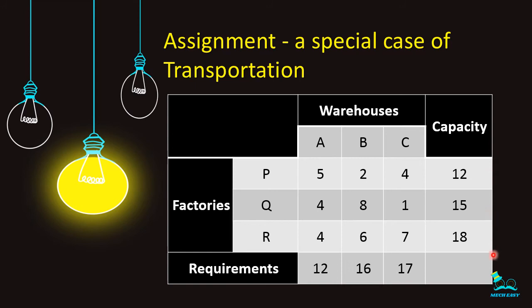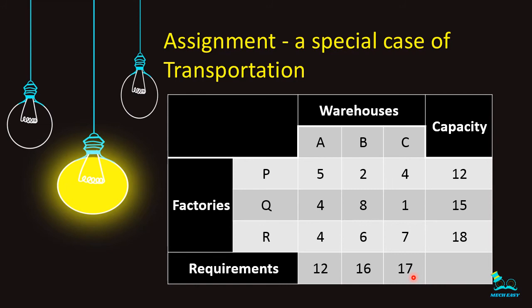For factory P the capacity is 12 units, for Q the capacity is 15 units, and for R the capacity is 18 units. And this last row is giving us the capacity or limit of the warehouses. Warehouse A has a limit of 12, warehouse B has a limit of 16, and for warehouse C the limit is 17. So this is the example of transportation theory.